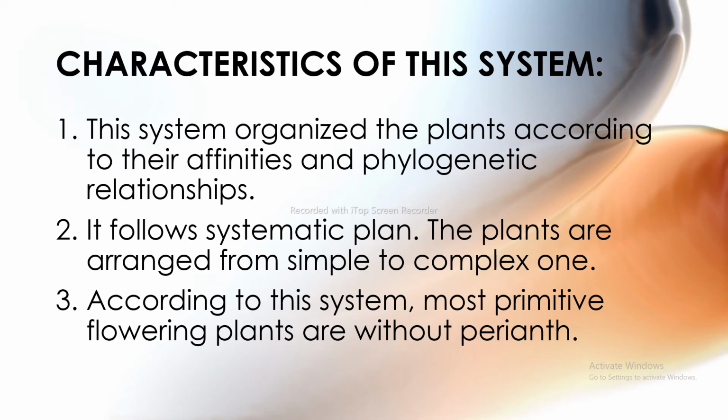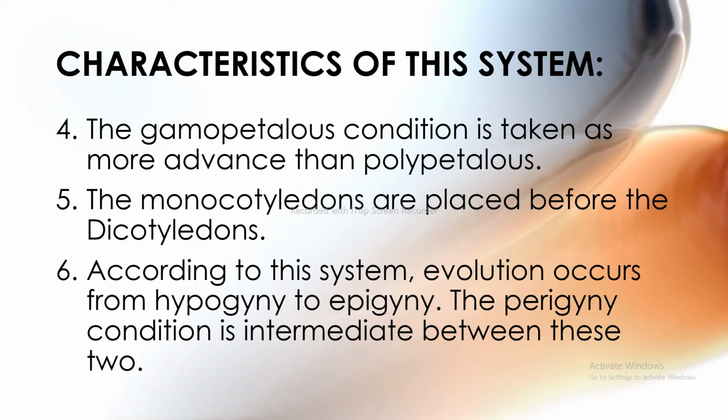Next, I am going to discuss the characteristics of this system. This system organizes the plants according to their affinities and phylogenetic relationships. It follows a systematic plan. The plants are arranged from simple to complex. According to this system, the most primitive flowering plants are without perianth. The gamopetalous condition is taken as more advanced than polypetalous. The monocotyledons are placed before dicotyledons. According to this system, evolution occurs from hypogyny to epigyny. The perigyny condition is intermediate between these two.